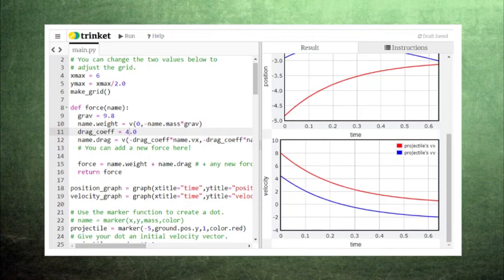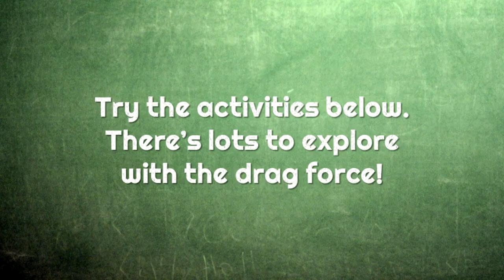These results are really interesting, and there are many possible outcomes for you to explore, but you can probably see now why most physics classes don't include this complicated force in their studies.